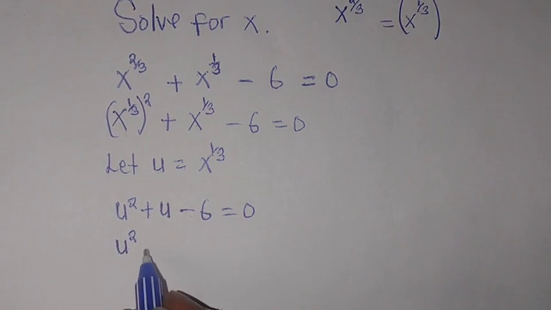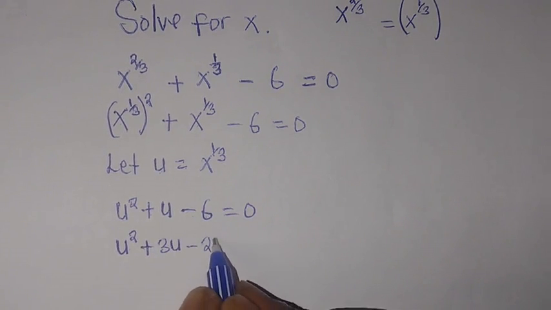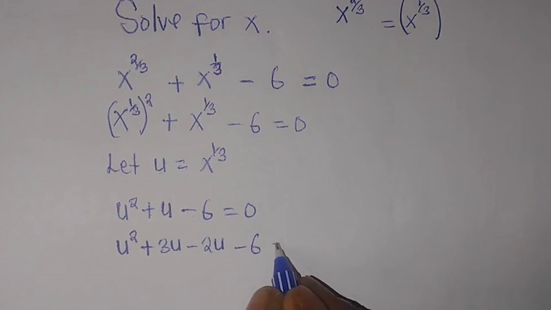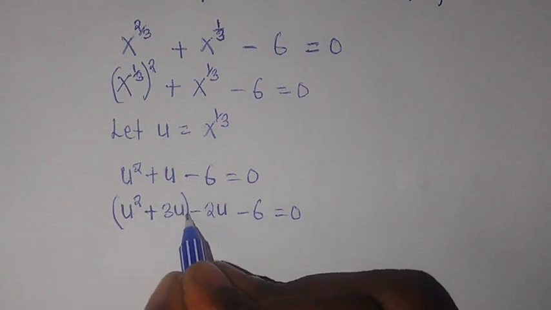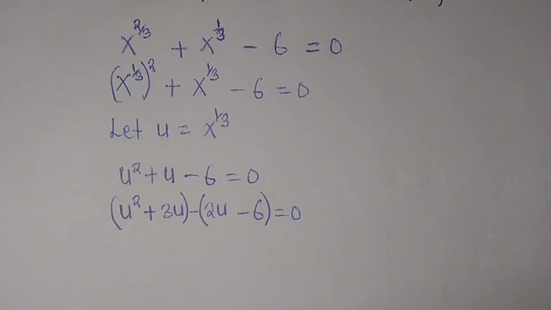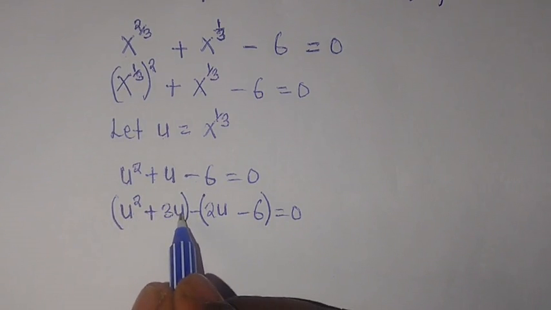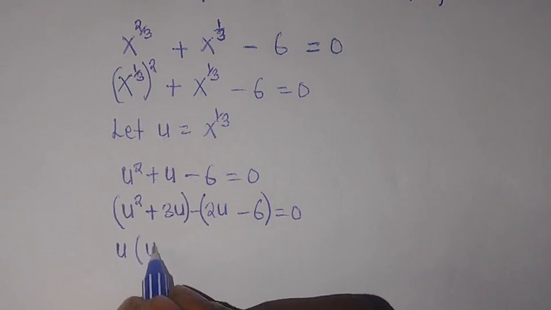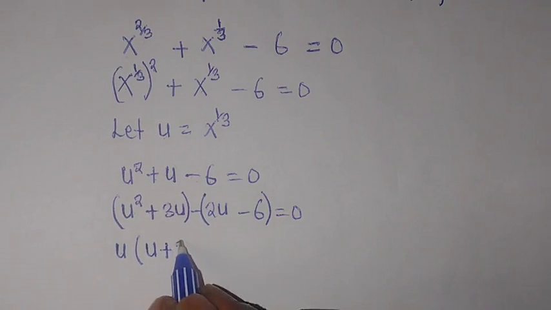So we say u squared plus 3u, then minus 2u. I'll just substitute on the middle term. Then minus 6 is equal to 0. From here we can see we have 4 terms, and we separate them like this. We factorize the first brackets: u squared plus 3u. The common term here is u. Open bracket, u into u squared remains with u, plus u and u cancel, remain with 3.